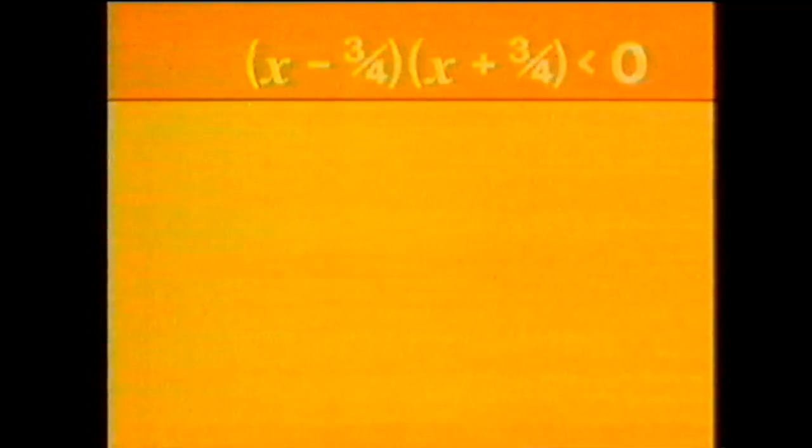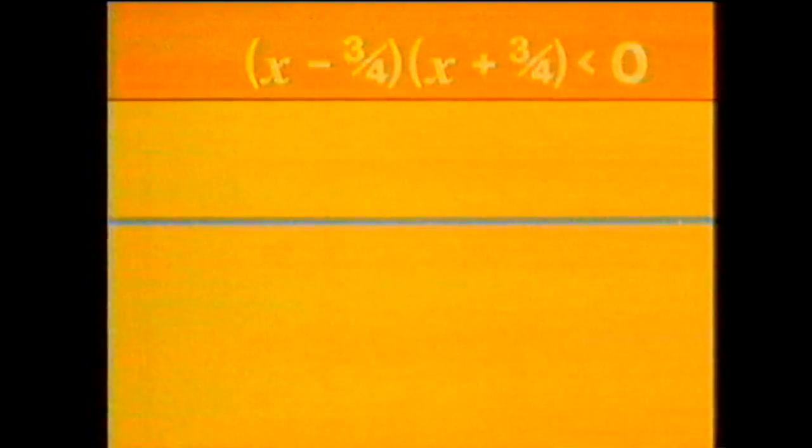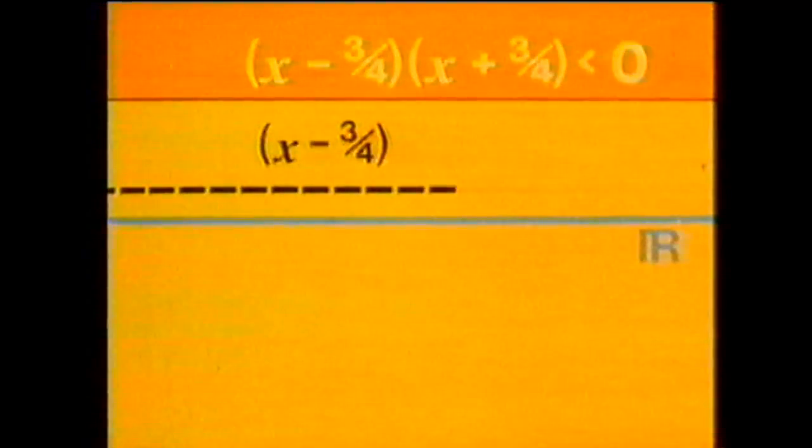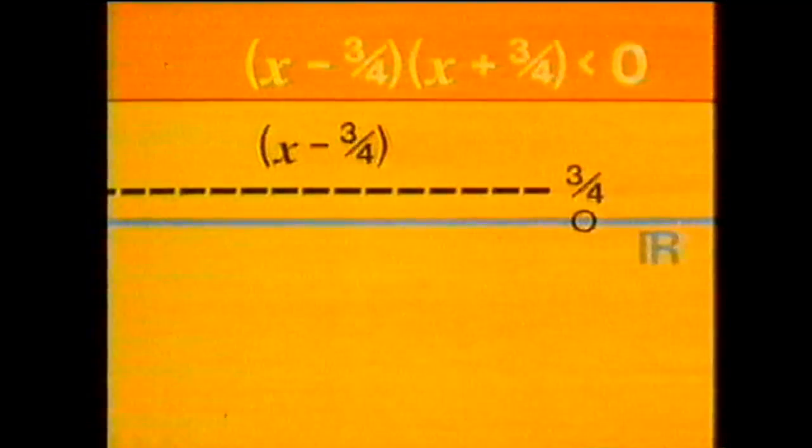negative as well. And the way to do that is to look at the two factors separately. We draw a sign diagram for x minus 3/4. Starting with negative numbers, this factor is negative up to x equals 3/4. For x greater than 3/4, the expression is positive.